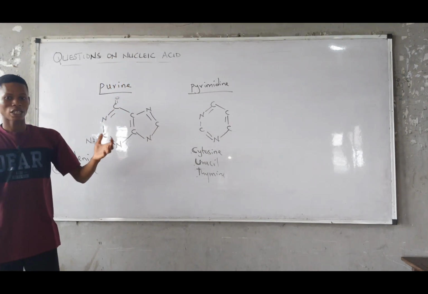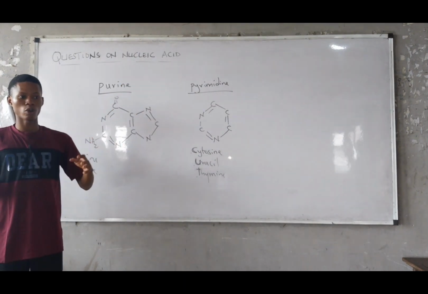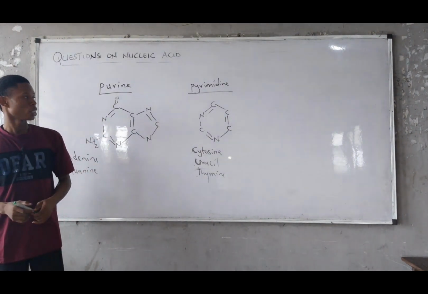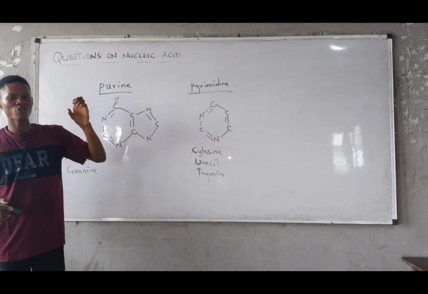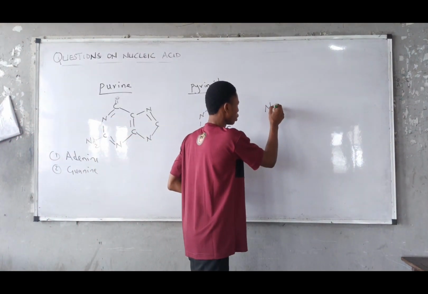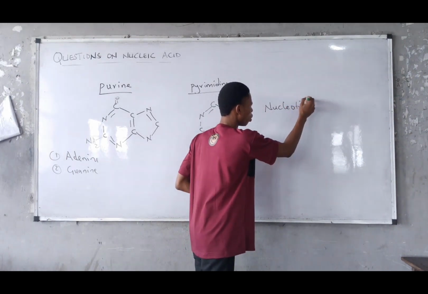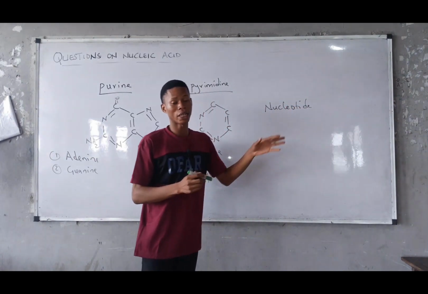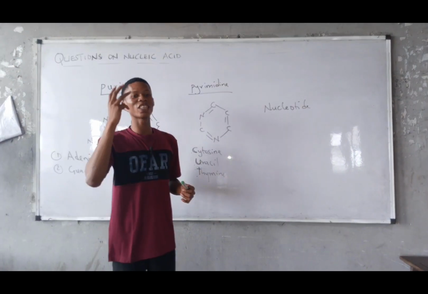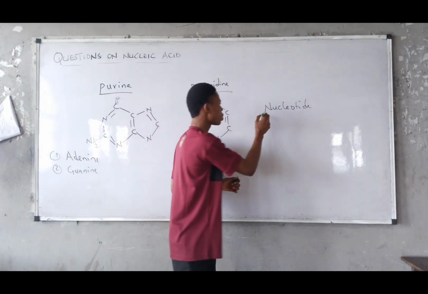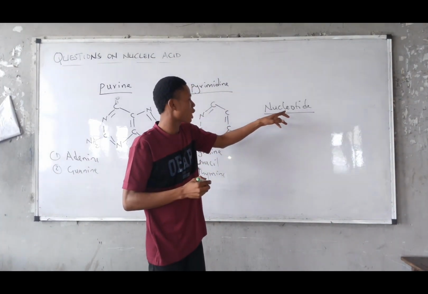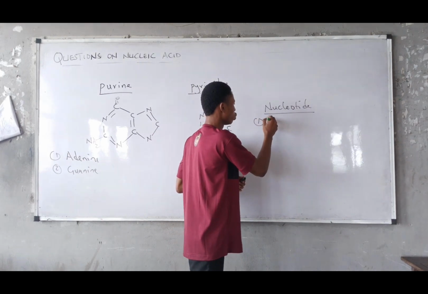Nucleic acid is divided into two. We have two types of nucleic acid. We have the DNA and the RNA, right? Now the building block of this nucleic acid is called nucleotide. Nucleotide is the building block of nucleic acid. And the nucleotide is composed of three things. If those three things are not there, you don't call it a nucleotide. So the three things found in the nucleotide are: number one, nitrogenous base.